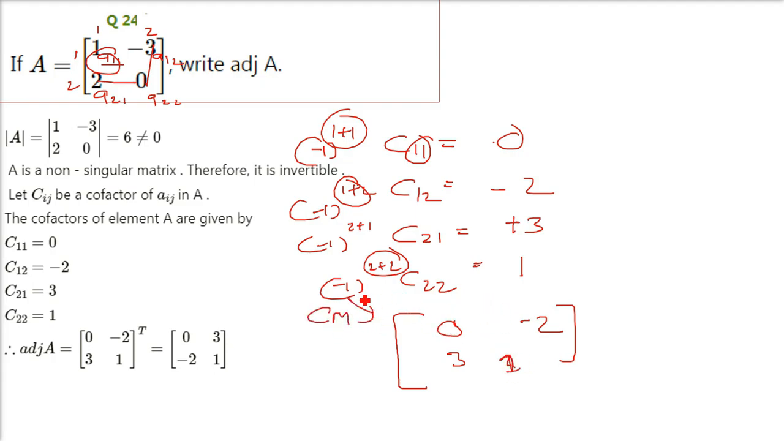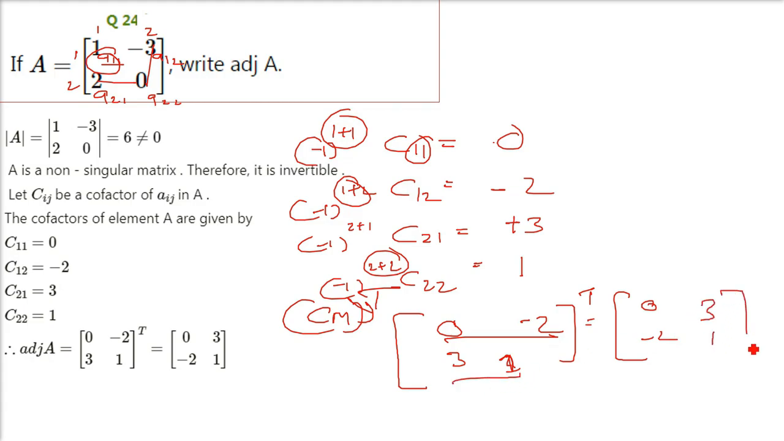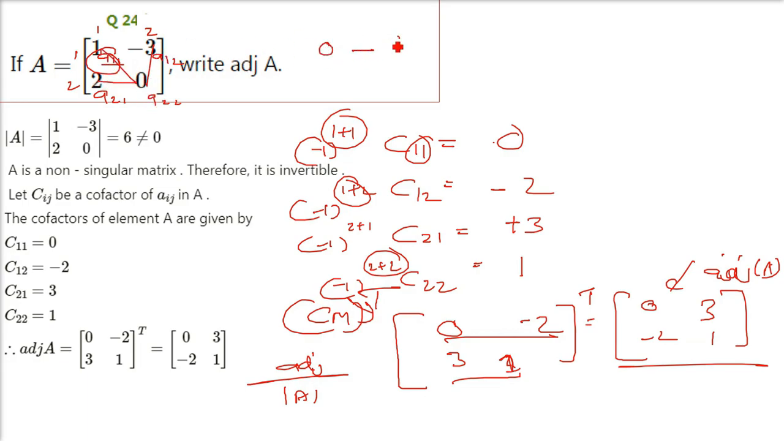Now we have to change the rows to columns, columns to rows. That is, we have to take the transpose. So we have changed the row to column, here also row to column. Okay, this is your adjoint. In order to find the inverse, A inverse is adjoint A divided by determinant of A. So we have 0 plus 6, that is 6, as the determinant. You just divide it, and it will be the inverse.